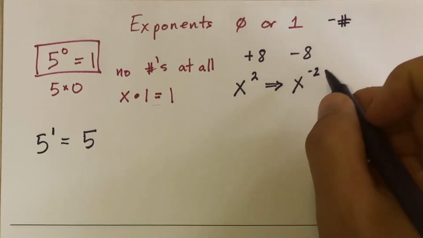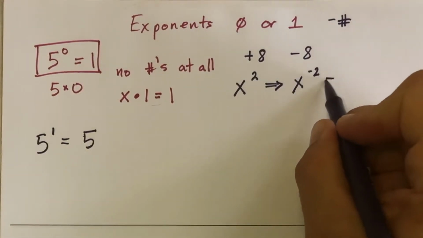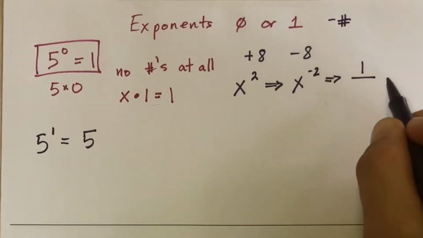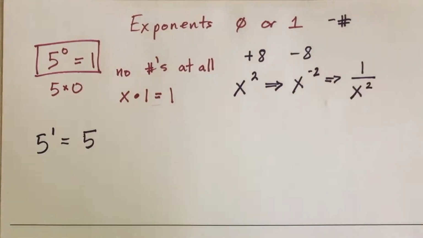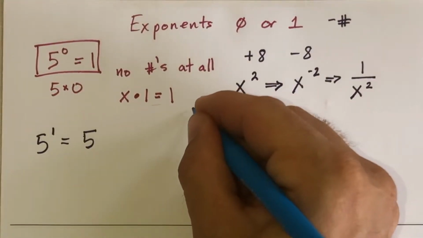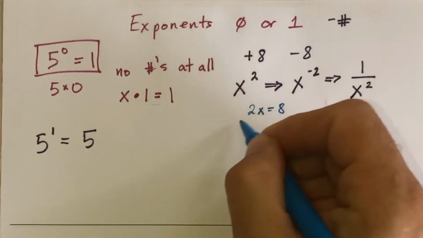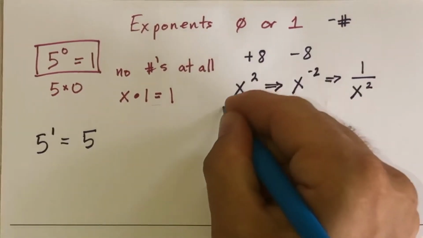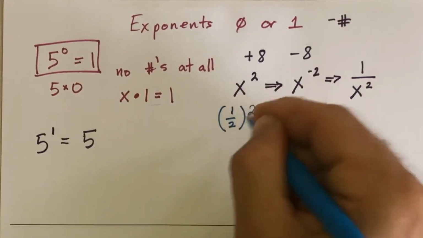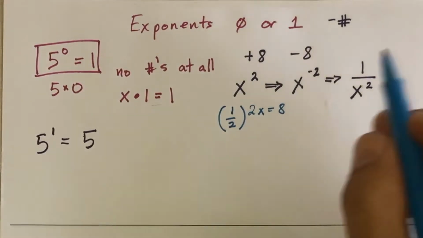Well, basically that's saying, what is the inverse or opposite of x to the 2? It's 1 over x to the 2. Think about it when you have a problem where it's 2x is equal to 8, and you're dividing both sides by 2. Essentially what you're doing is multiplying by its inverse. You're multiplying by 1/2. This is the same thing as dividing by 2.